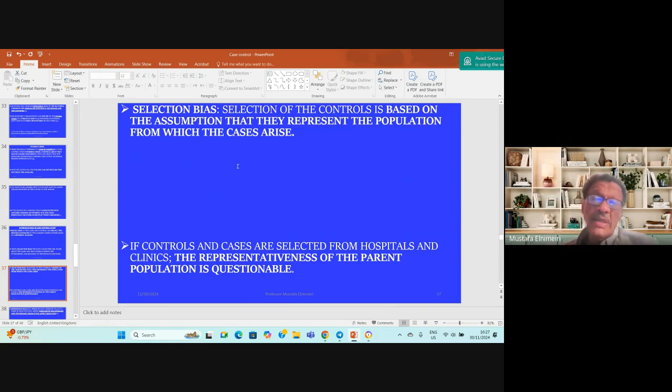Selection bias: selection of the controls is based on the assumption that they represent the population from which the cases arise. If controls and cases are selected from hospitals and clinics or referral clinics, for example, the representation of the parent population is questionable.